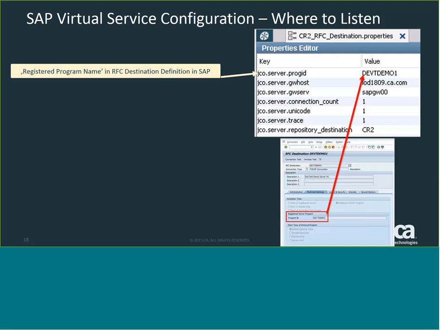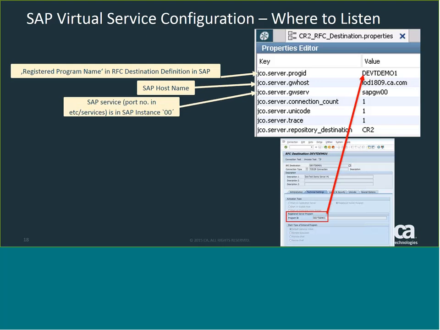The first one, the JCO server PROGID, is the registered program name in the RFC destination definition in SAP. That's the most important information you need there, and you can retrieve that information from within SAP from the RFC destination definition. JCO server GW host specifies the host where SAP is running. JCO server GW service defines the service port of the application server where we need to connect to.